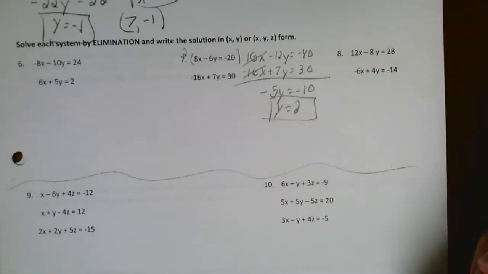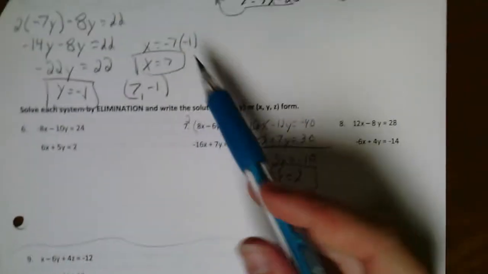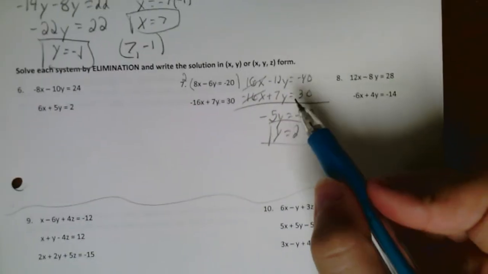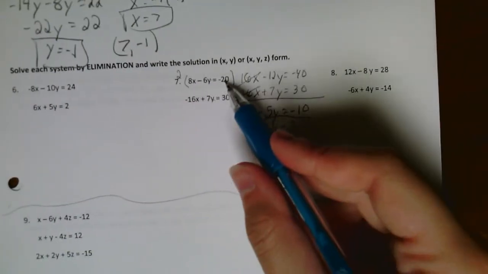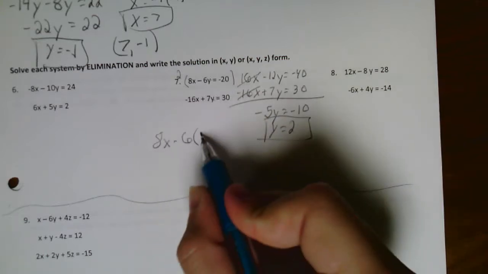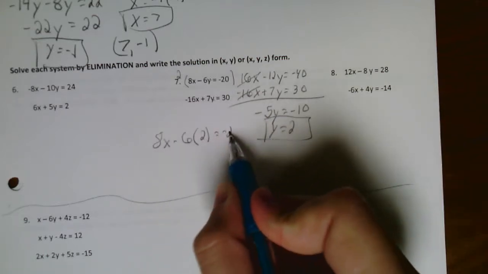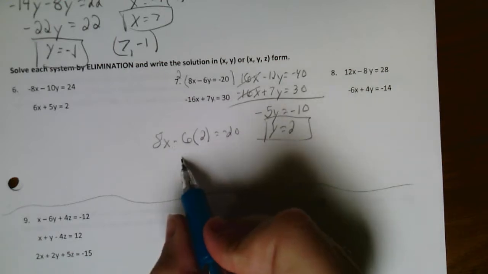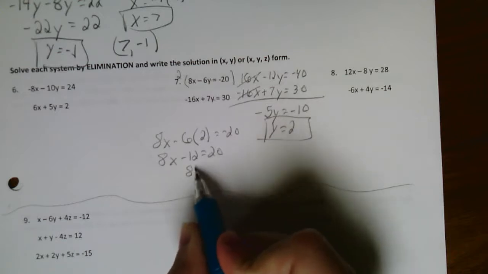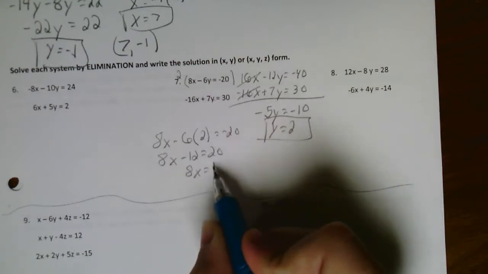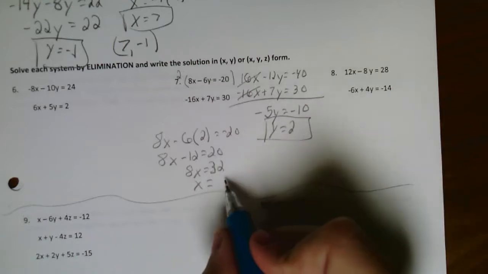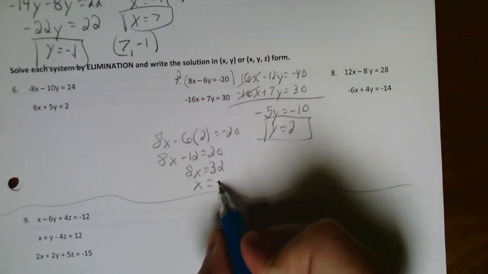How convenient. And then very similar to what we did up here, now it's just a matter of taking that y and plugging it in somewhere. I'm going to pick a smaller number. Let's go with this: 8x minus 6 times y. But again, y is 2. And then go ahead and keep solving. 8x minus 12 equals 20. 8x equals 32. And x equals negative 1.